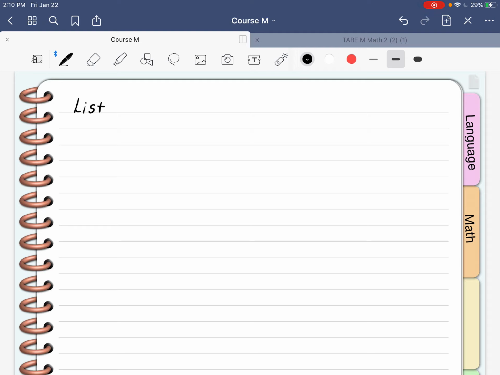Let's just write some directions here. Let's list the first 10 multiples of, and then we're going to do some examples here.